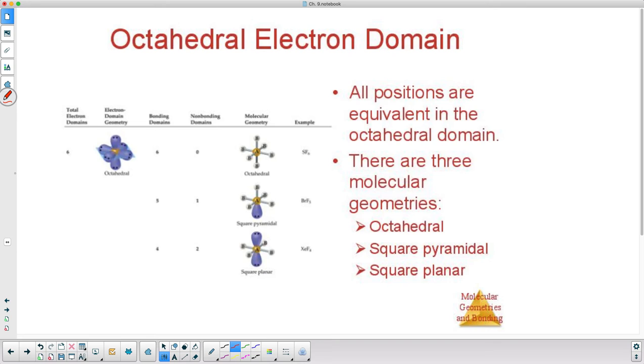If we take away 2, then we end up with square planar. So we always take away 1 on one side, 1 on the other side, so we're left with 4 all on the same plane, which is where we get square planar from.